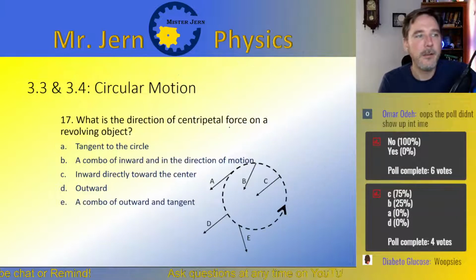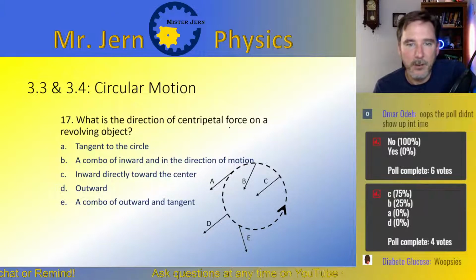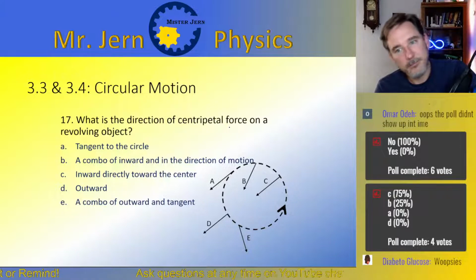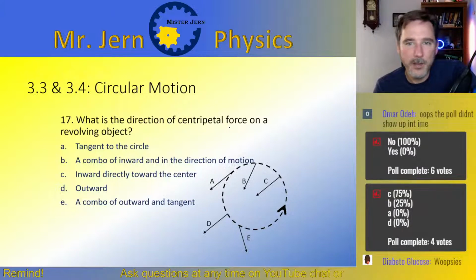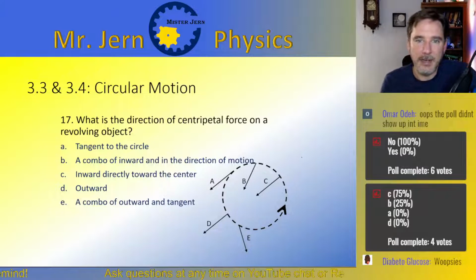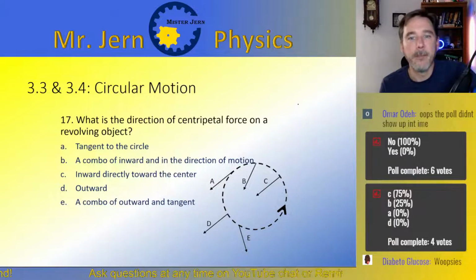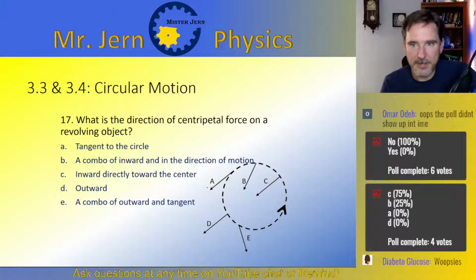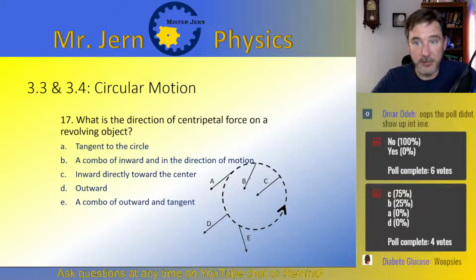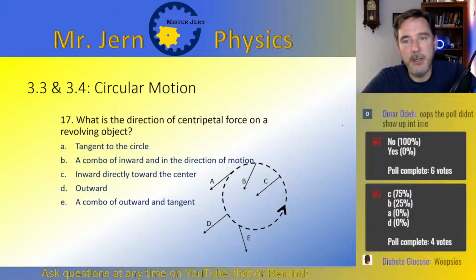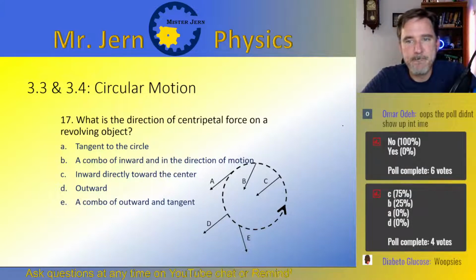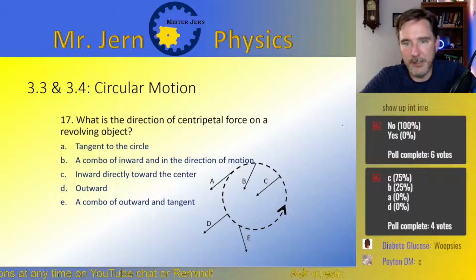All right, last question. Once again, there's no poll because I've got 5 options. What is the direction of centripetal force acting on a revolving object? These letters match up with the picture. A, tangent to the circle. B, a combination of inward and in the direction of motion. Look at B. So kind of inward, but also in the direction of motion. C, inward directly toward the center. D, outward. Or E, a combination of outward and tangent.